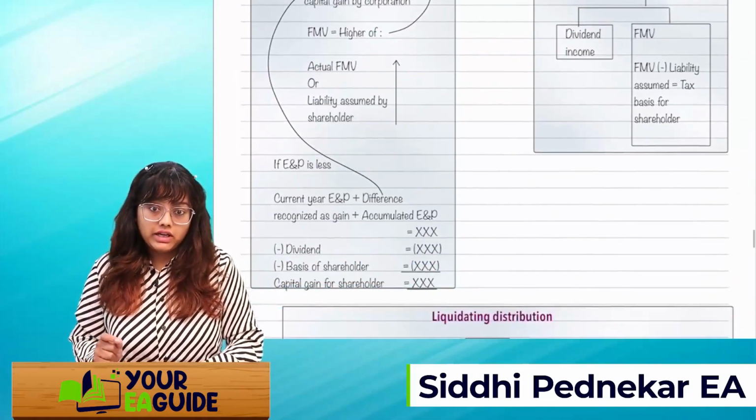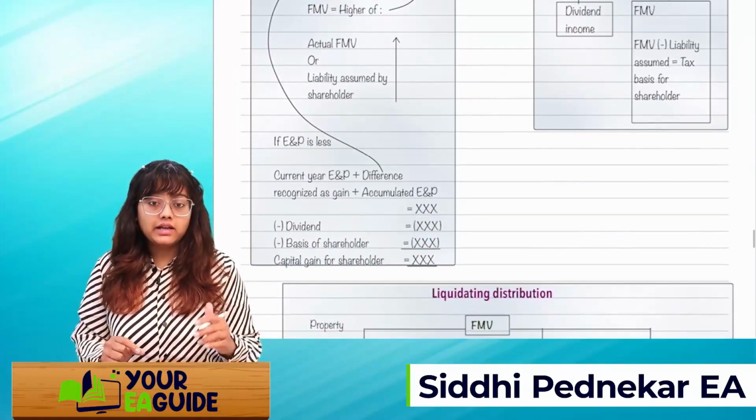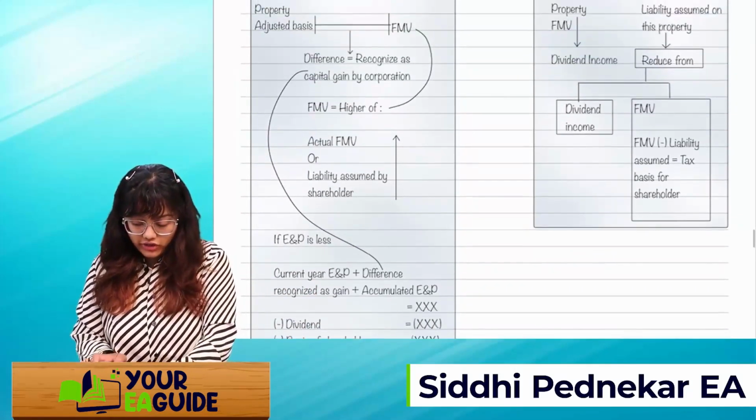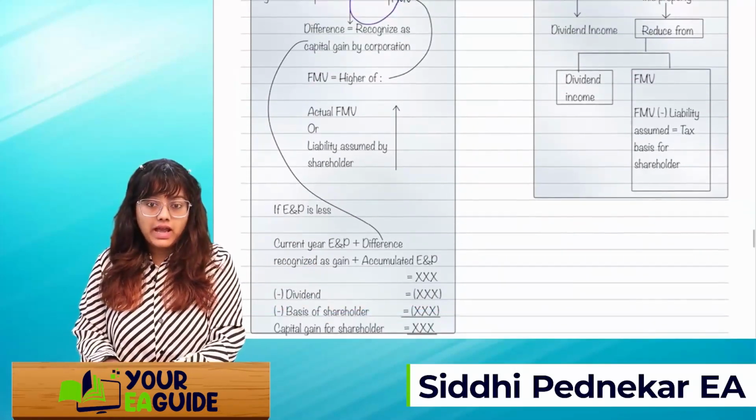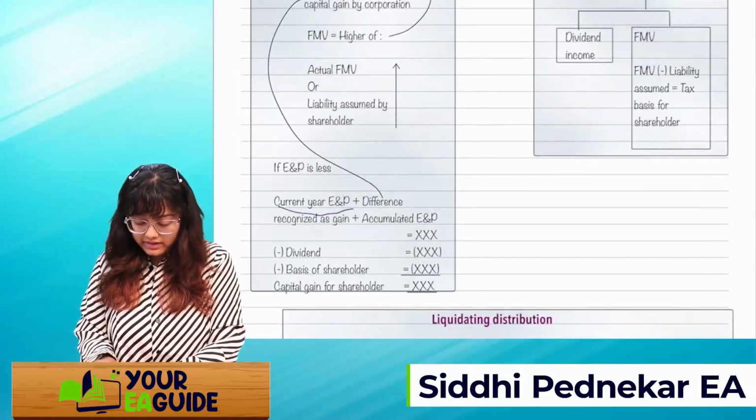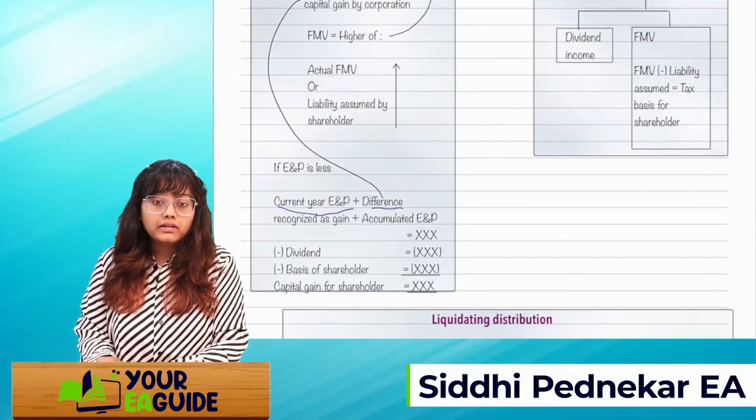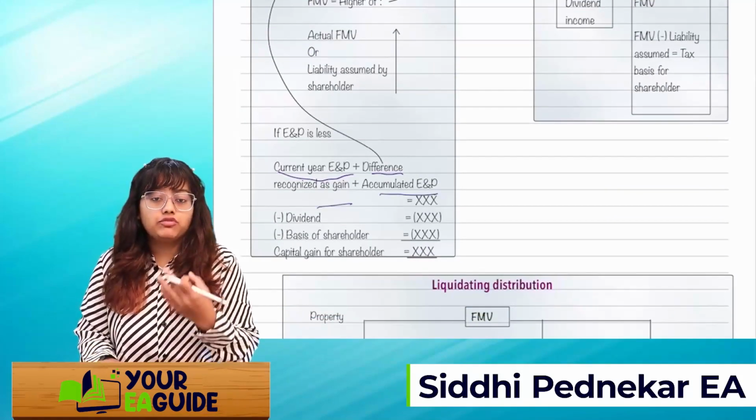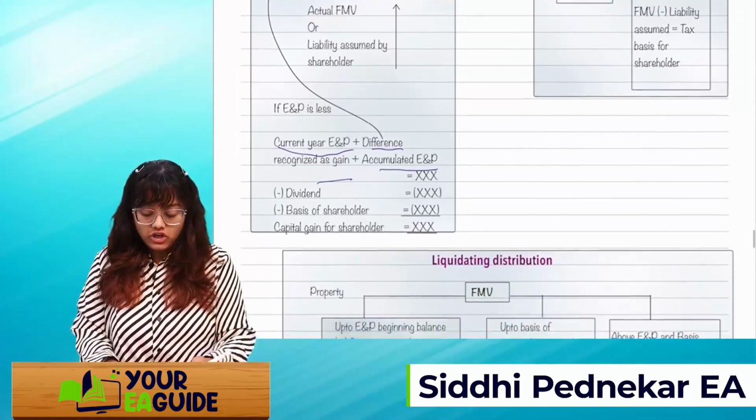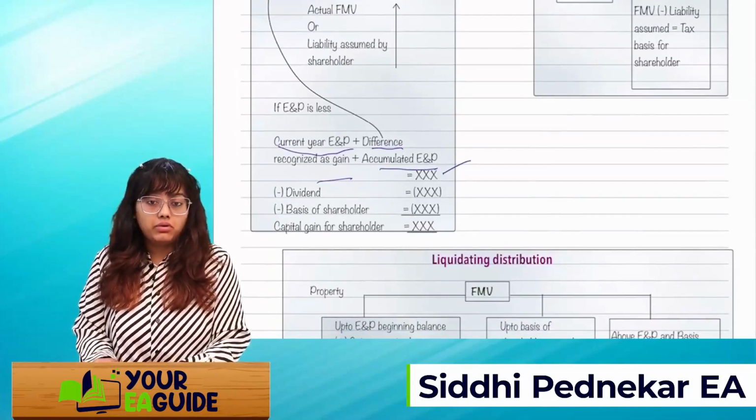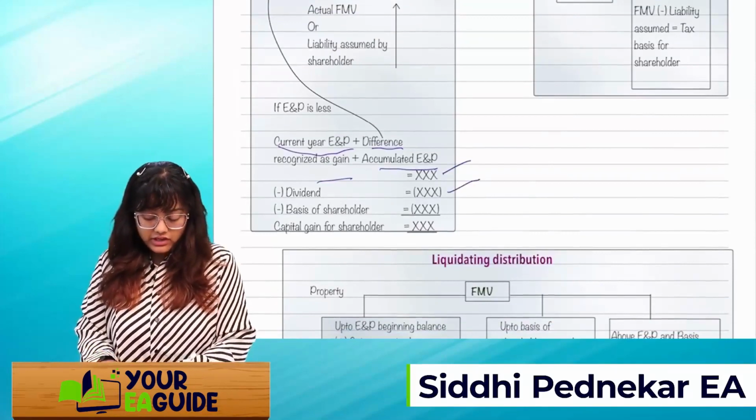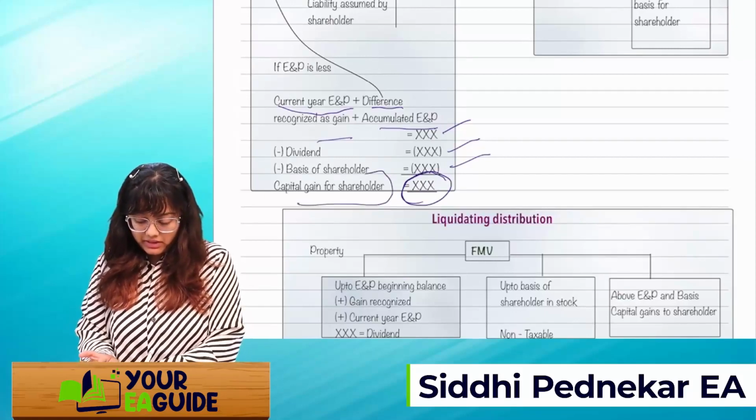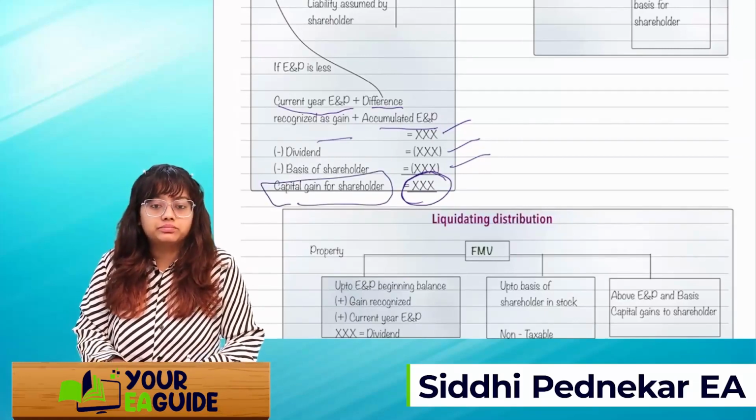But if the ENP is less, then current year ENP plus the difference which you recognized as a gain. You are going to recognize this as a gain, right? So you will add that gain in current year ENP, the difference which will be recognized as gain, plus accumulated ENP, if you have any from the previous years. You will get that amount, reduce the dividend, reduce the basis, and whatever remains will be the capital gain for the shareholder.